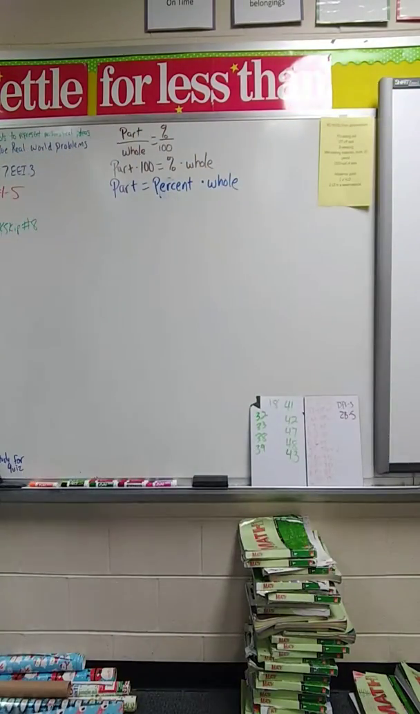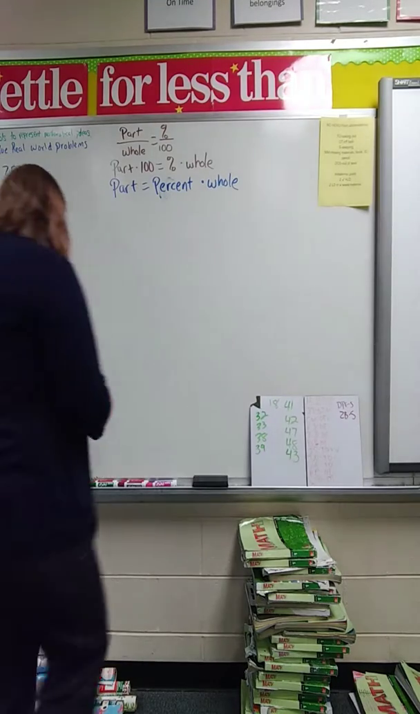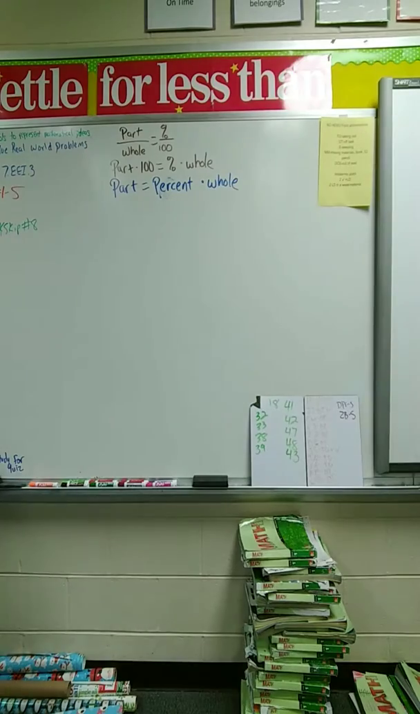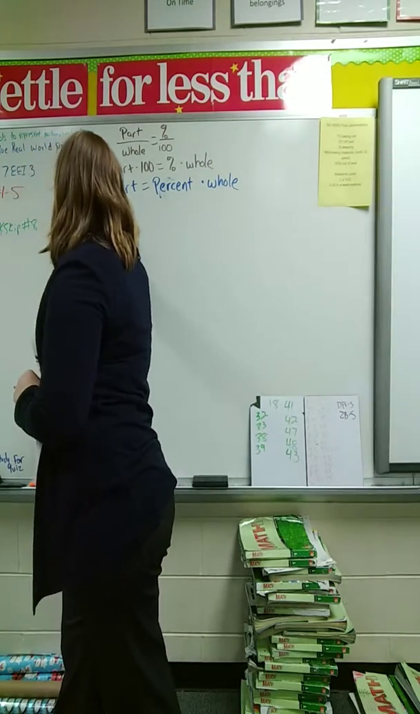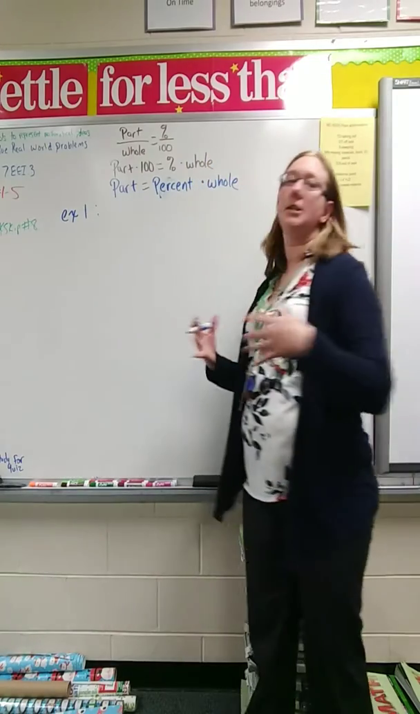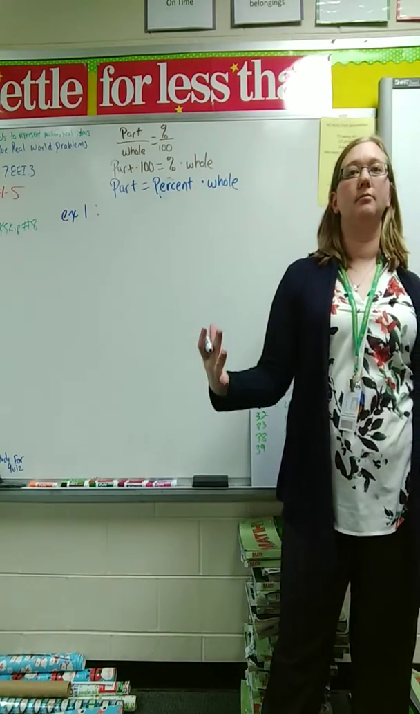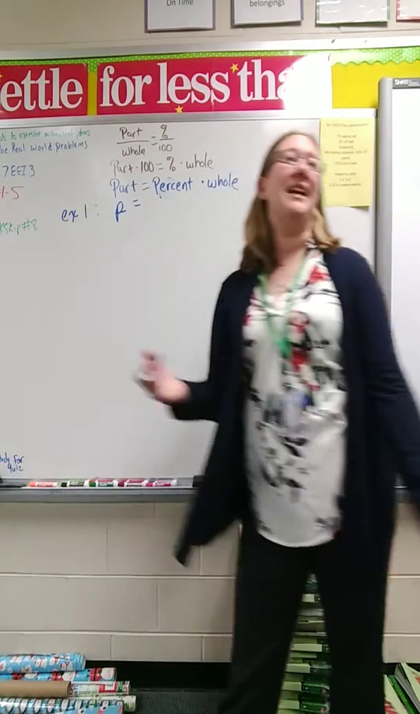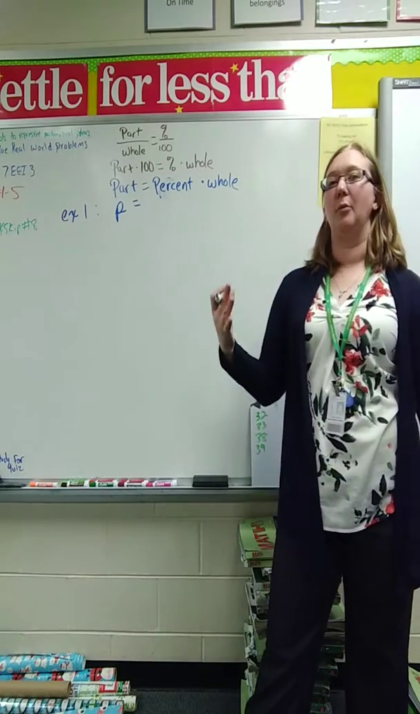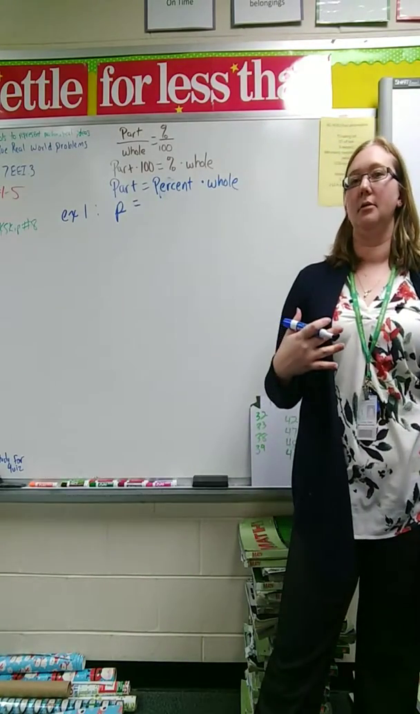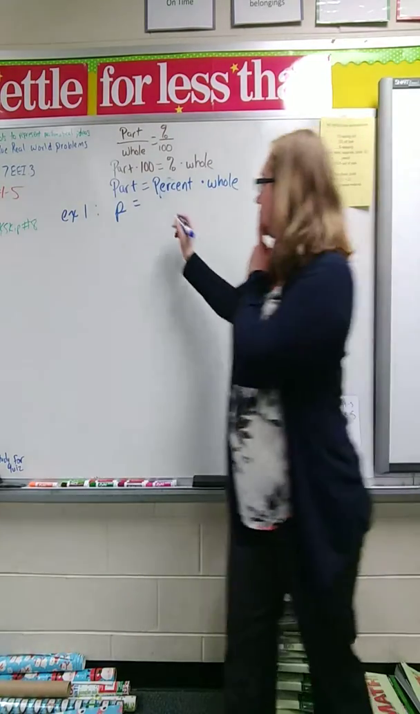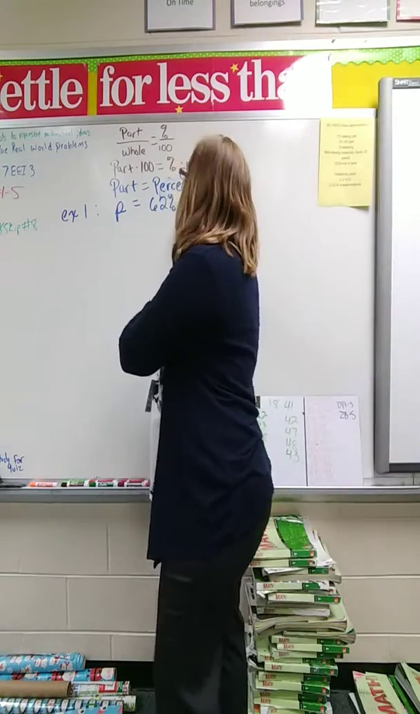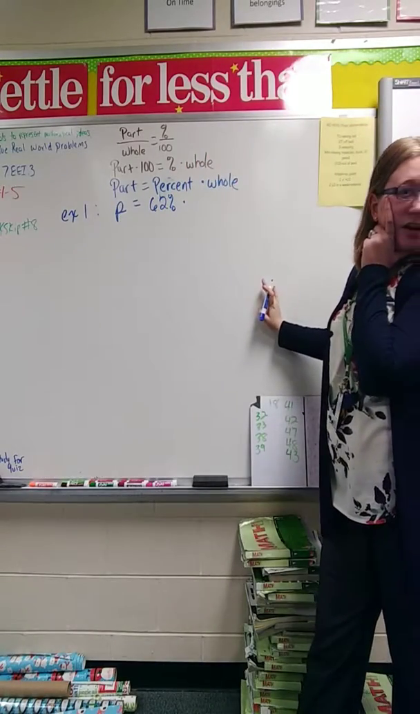If we look at example 1, and example 1 is on page 261. We want to find 62% of 75. So I want 62% of 75. Do I know my part? No. So I'm going to use my variable p. Do I know my percent? Yes, it's the number with the percent sign at the end. What is that percent? 62%. And my whole is what? 75.